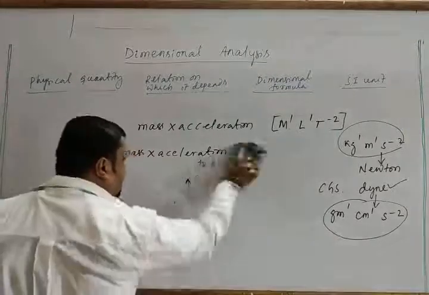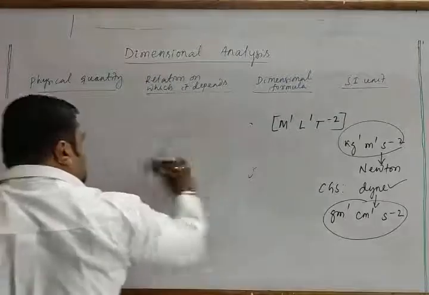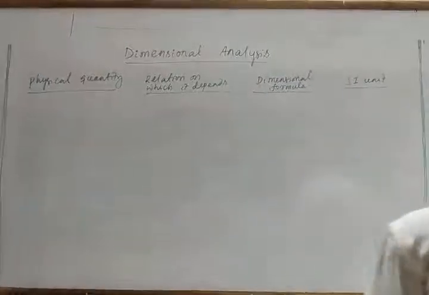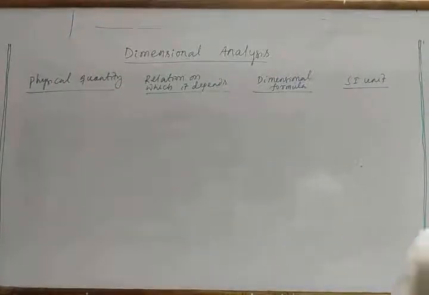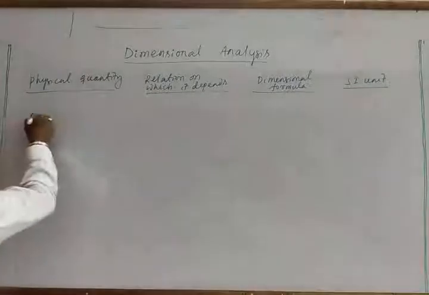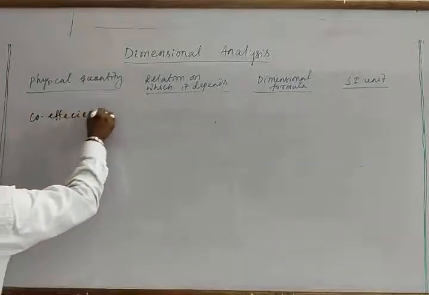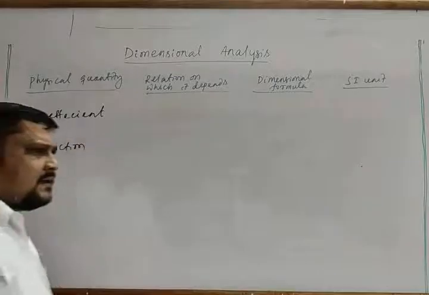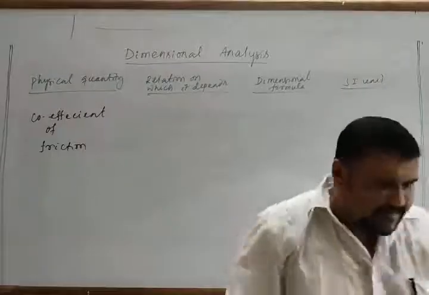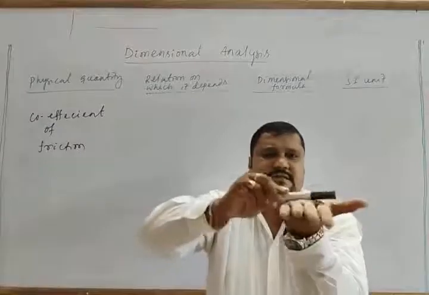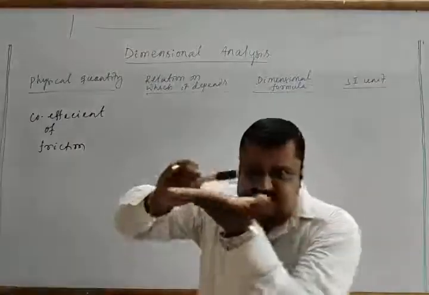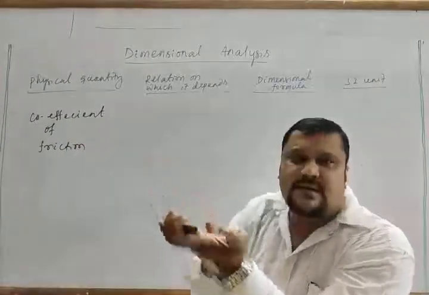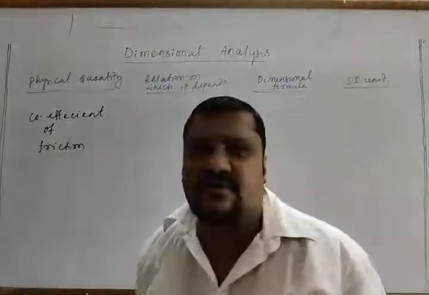Next, we will go for another physical quantity, the coefficient of friction. What is friction? When we are moving on the surface of a body, the body is moving on this surface. If the body is moving in this direction, the frictional force between this surface and that surface acts in the opposite direction. That is friction. So what is the formula for the coefficient of friction?